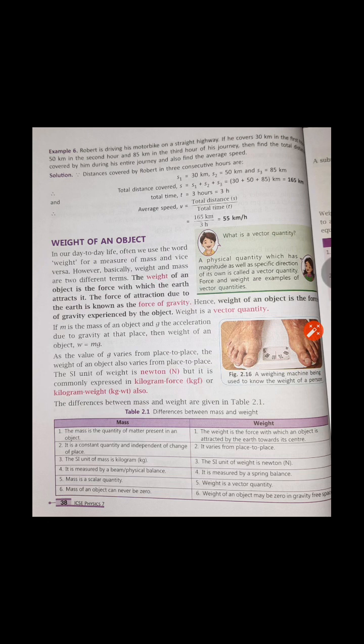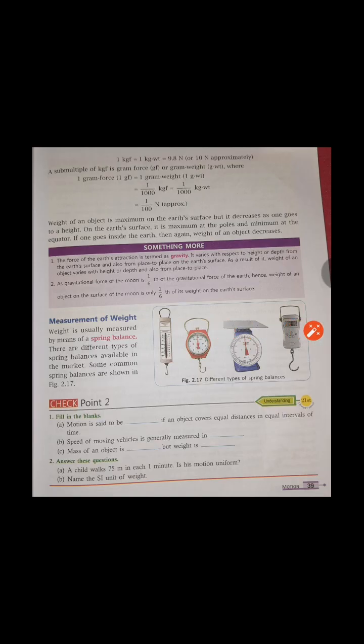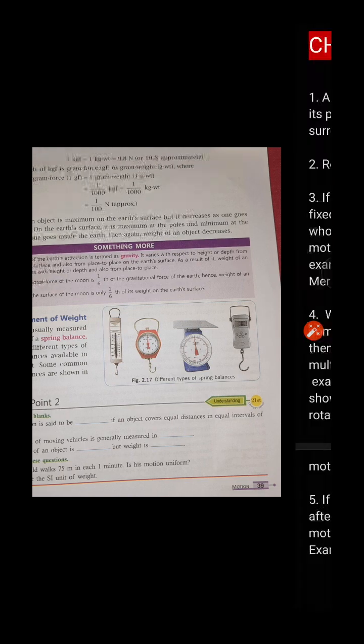The SI unit for weight is Newton, but kilogram force or kgf is also commonly used. 1 kgf is equal to 9.8 Newton. Here the difference between mass and weight is an important one. The value 1 kgf is equal to 9.8 Newton and 1 gram force is equal to 980 dyne. These two relations are also important. Next, mass is measured in a beam balance, but weight is measured in a spring balance. So try to do the checkpoint 2 answers, and checkpoint 1's answer is given at the last of the video.